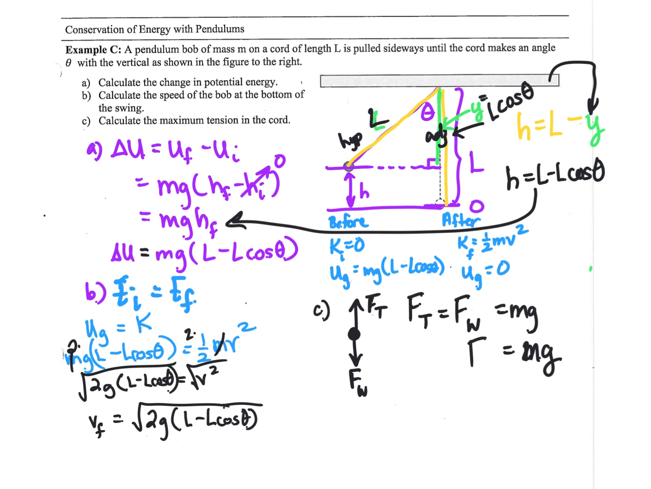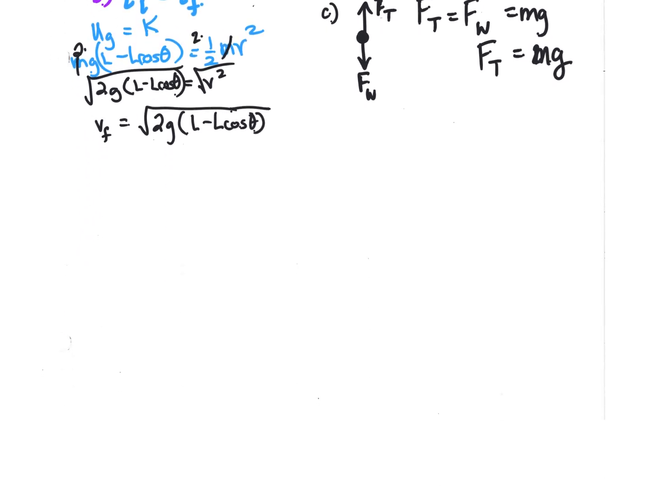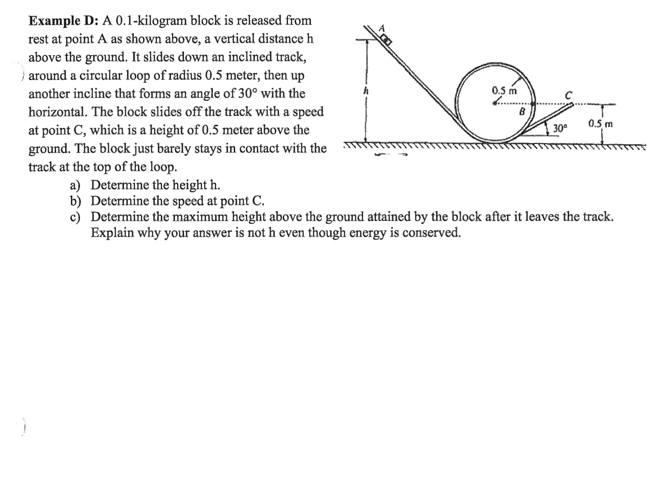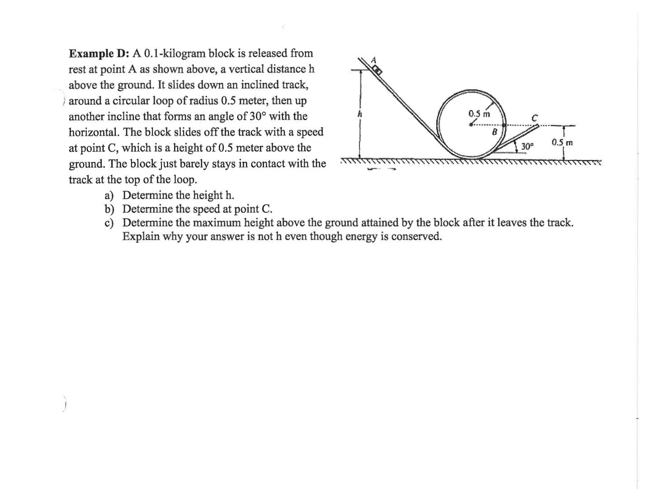So that would be the maximum tension it would feel. Pushing forward, non-conservative forces. Now, example D here. We've got a block released from rest at a point. It's a roller coaster, looks like, doesn't it? All right, so what do we have here?